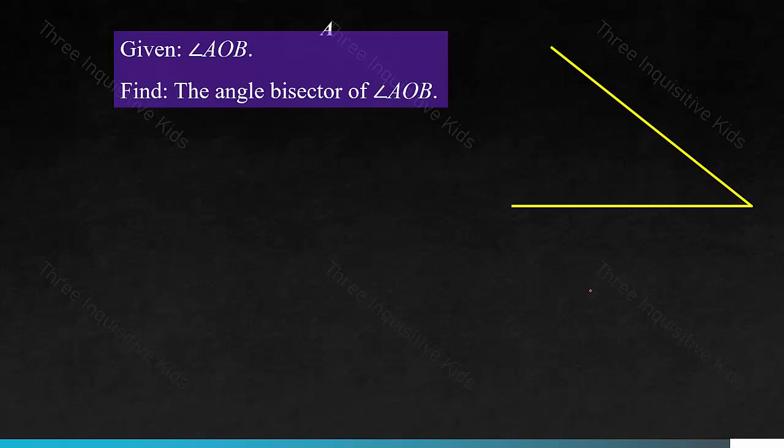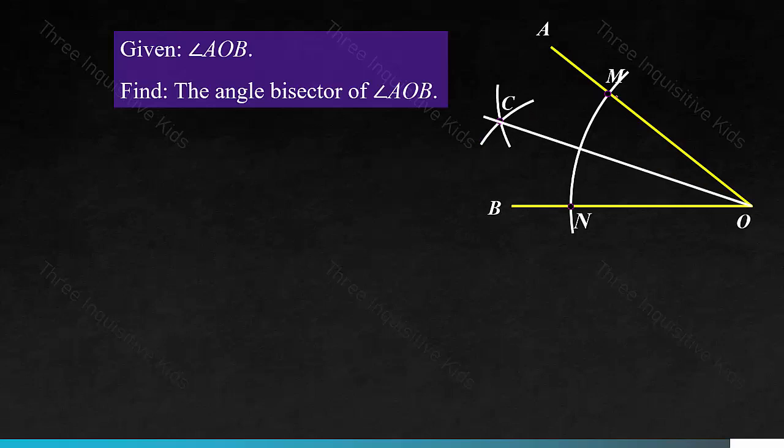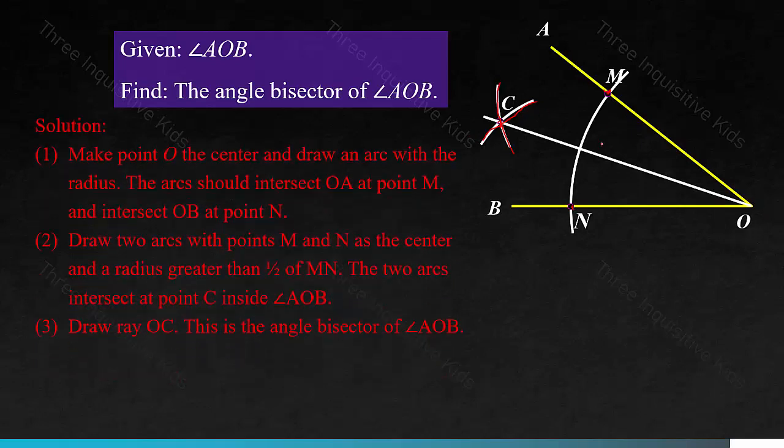Here we have our angle, A, B, and O. You first use your compass to draw an arc here. So this point is M, and this point is N. And then you center your compass at point M, draw an arc, this arc, and then you also center it at point N. You draw an arc here. Where it intersects is point C. Then you can connect O with C to get OC. That's the angle bisector of angle AOB.